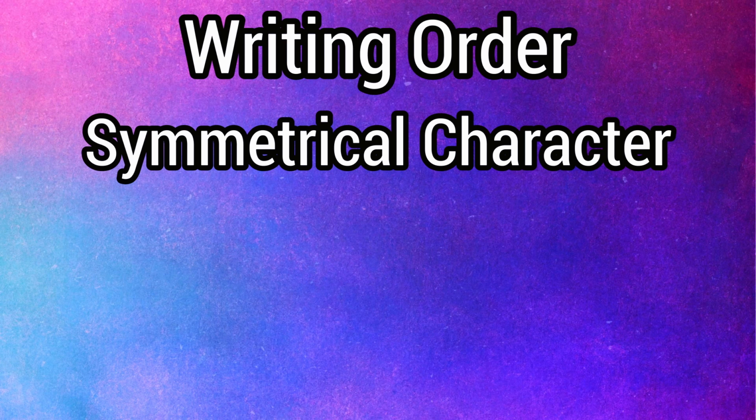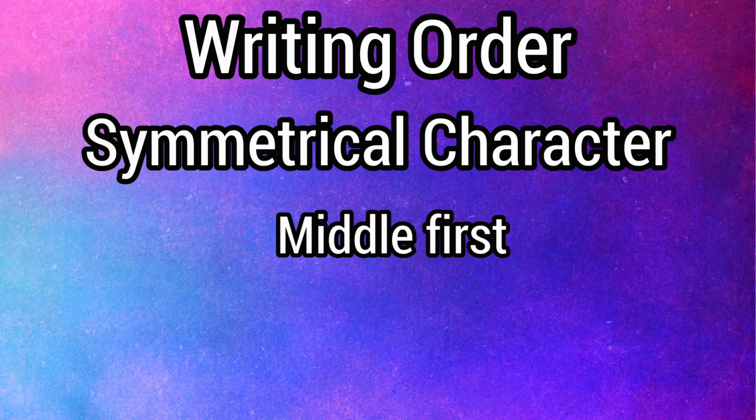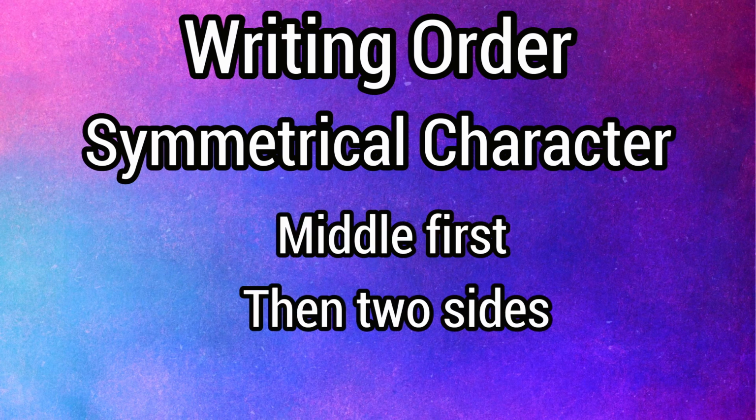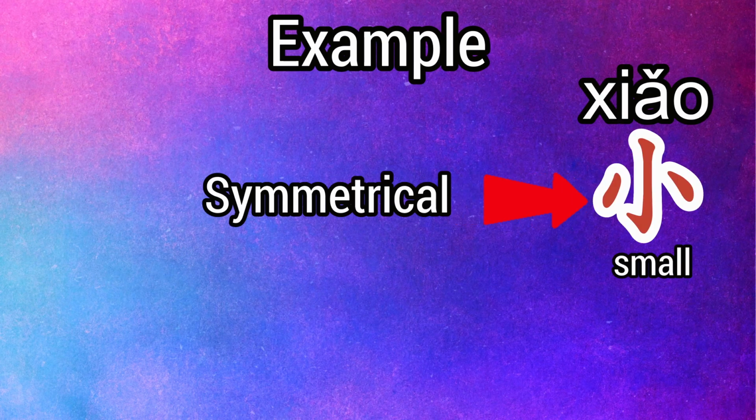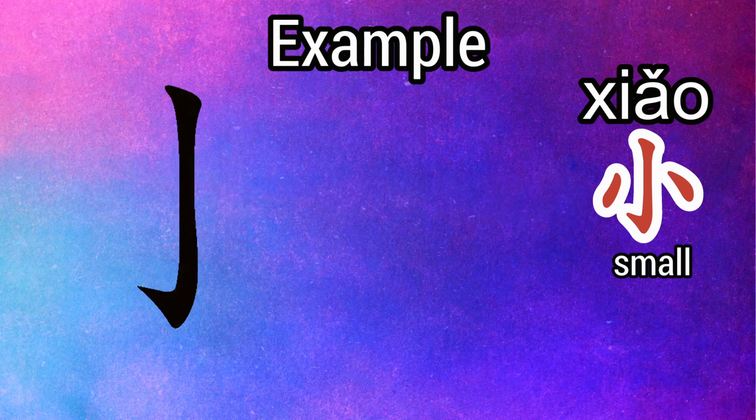If the character is symmetrical, then we will need to write the middle first, and then two sides from left to right. For example, the character 小 is symmetrical. So what we need to do is write the middle first, the vertical hook, and then two sides from left to right. So left falling, and then dot. So this is how to write the character 小.